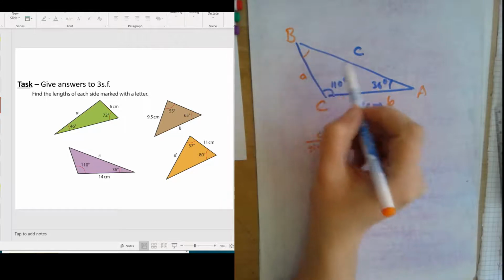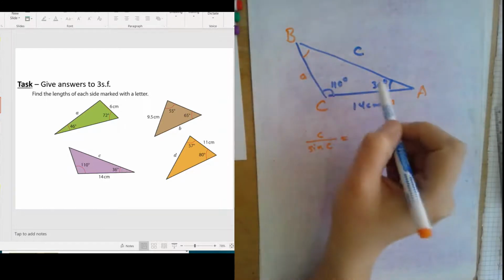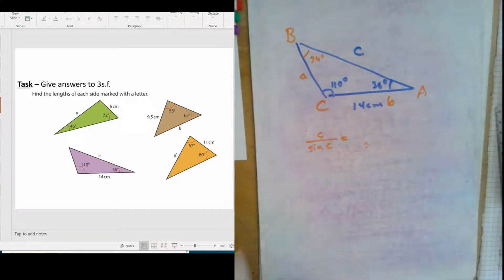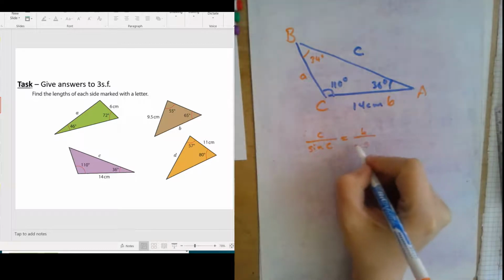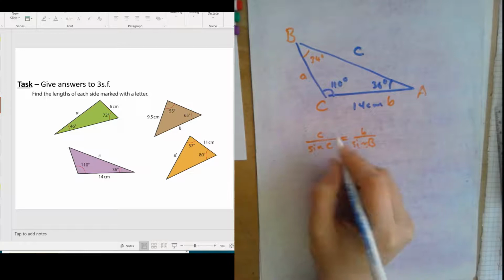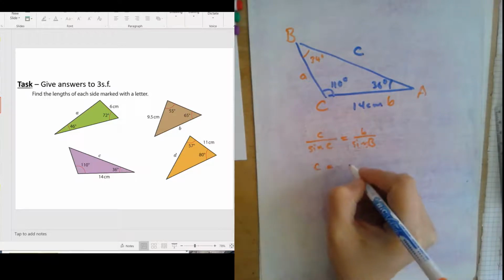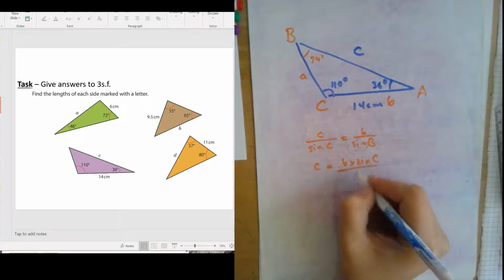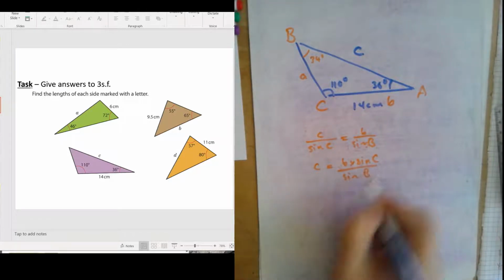But I can find this missing angle because angles in a triangle add up to 180 degrees. So this would be 34, because 180, take away 110, take away 36, would leave me with 34 degrees there, which would mean I now have my B. So if I have my B, I'm going to have b over sine B. Okay, so rearrange this to find c. C is equal to b multiplied by sine C all over sine B.